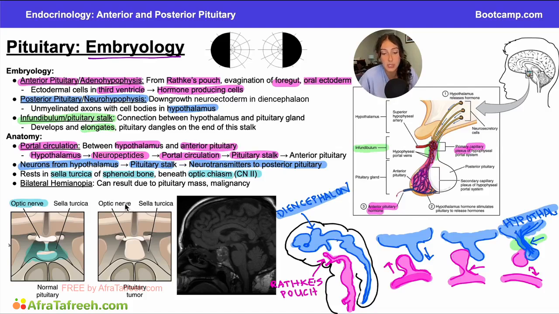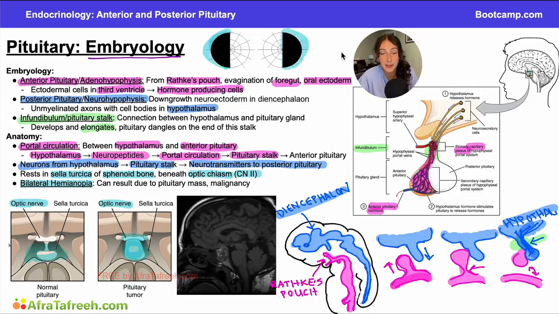And because our pituitary sits right beneath the optic chiasm, if it gets too big, like in your image on the right, it can push and squish on your optic nerve. And when it pushes and squishes on your optic nerve directly at the optic chiasm, that is going to create a specific visual deficit called bilateral hemianopia. And bilateral hemianopia is going to present like this. So you're going to lose both halves, both temporal halves of your peripheral vision.